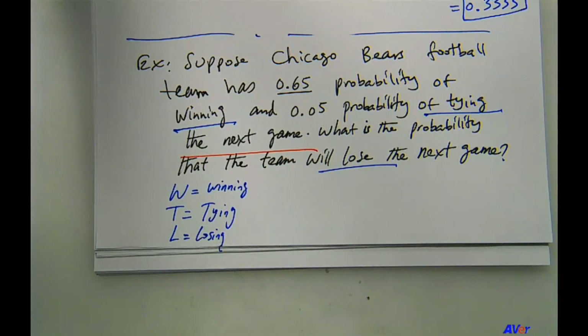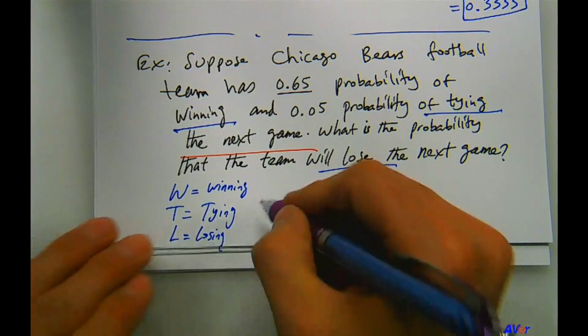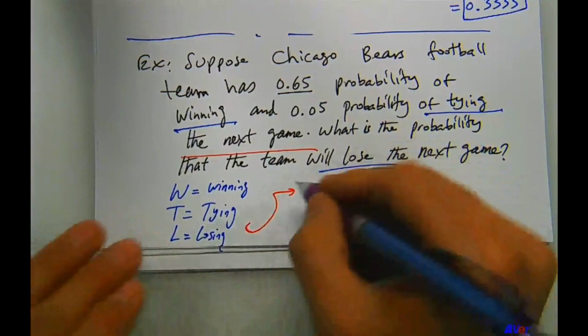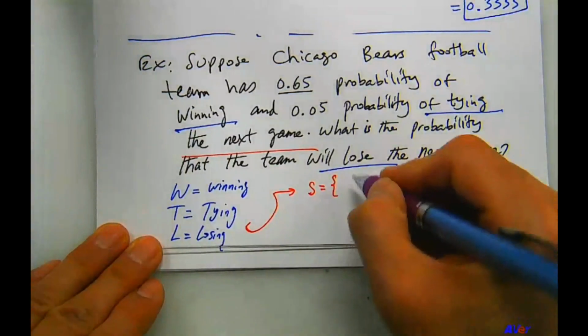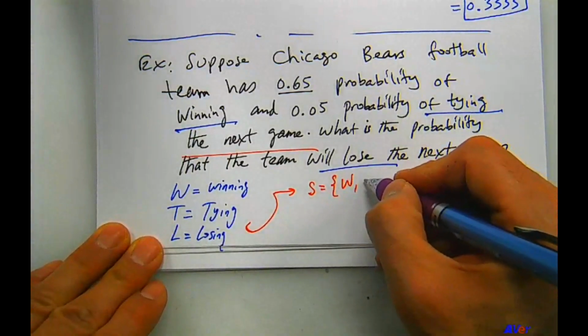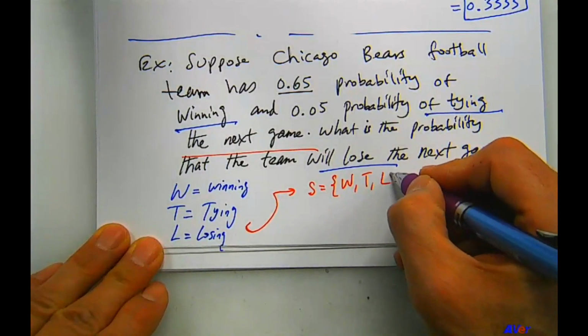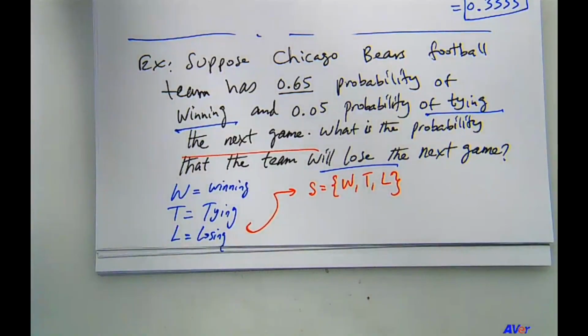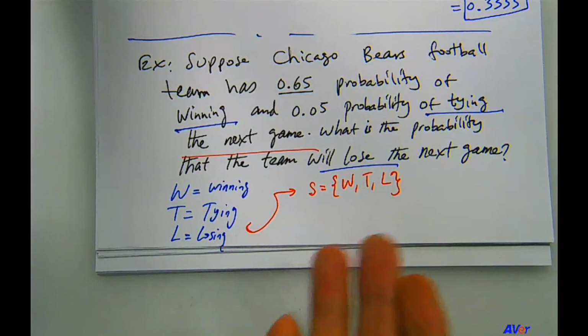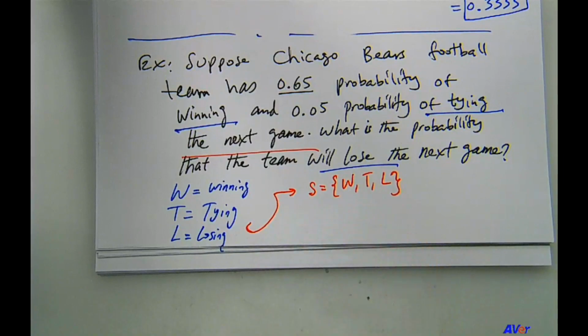So the sample space of this game, the outcome for this next game, has 3 possibilities, right? So here's the sample space. They could win it, they could tie it, or they could lose it. That's the 3 possible outcomes in the sample space. They play the next game 1 billion times, the outcome is not going to be any different than one of these that are already listed in the sample space.